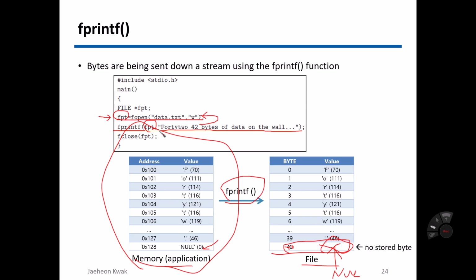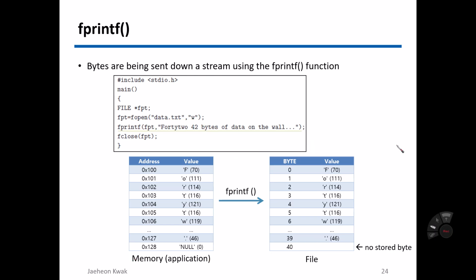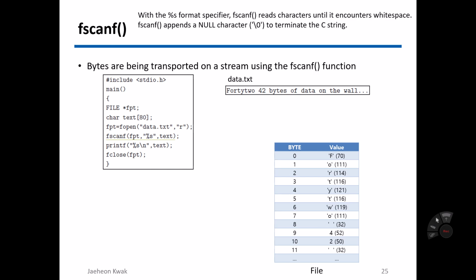That's one huge difference between the memory space and the file system. And for your information, this sentence talks about 42 bytes, but actually the size of this string is 40 bytes, so don't be confused. Also, here one character means 1 byte, just for your information. Yeah, that's all for fprintf. It is not difficult, right? It's very easy.